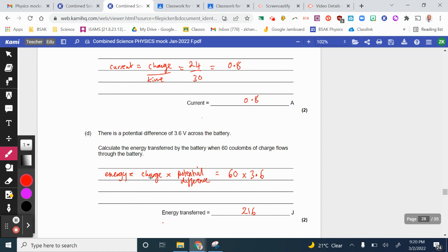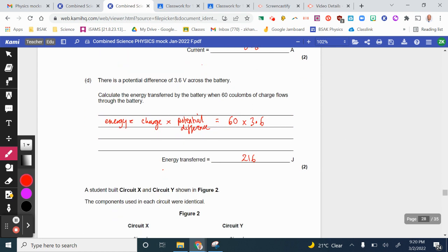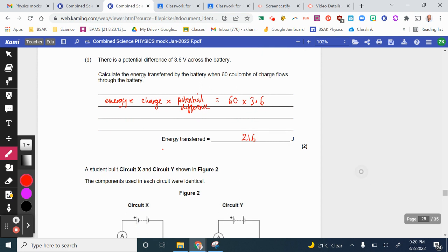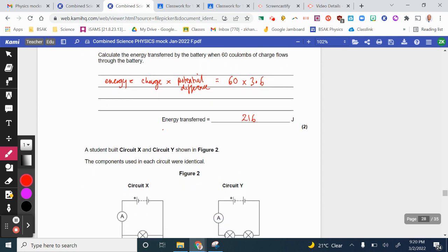So energy equals charge times potential difference, which is 60 as the charge, and potential difference is 3.6. So 60 multiplied by 3.6, which is 216 joules of energy is transferred when 60 coulombs of charge flows through a battery with a potential difference of 3.6 volts.